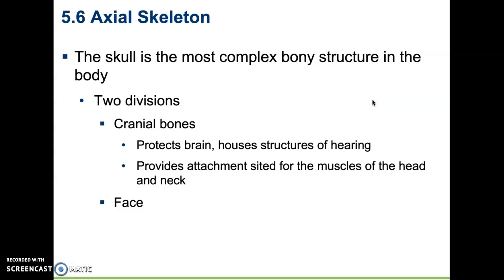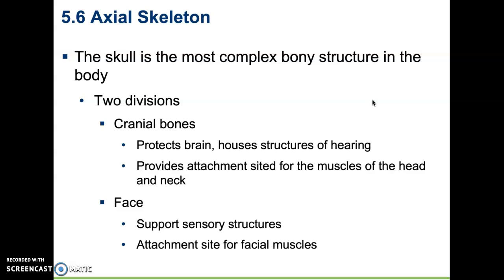Then we have the facial bones. The facial bones are going to be made up of 14 different bones. These are going to support several sensory structures, and they serve as the attachment site for most of those facial muscles.